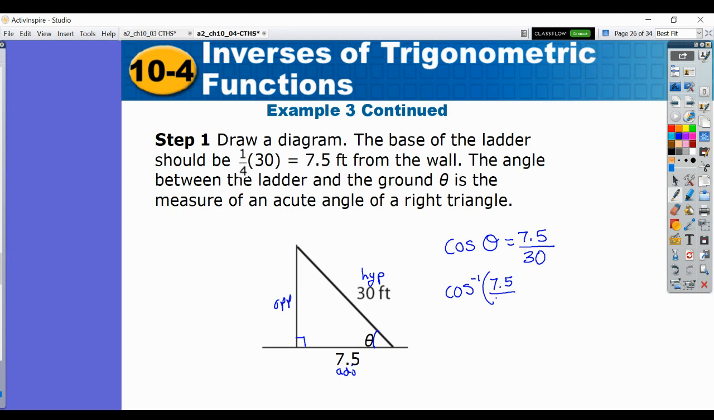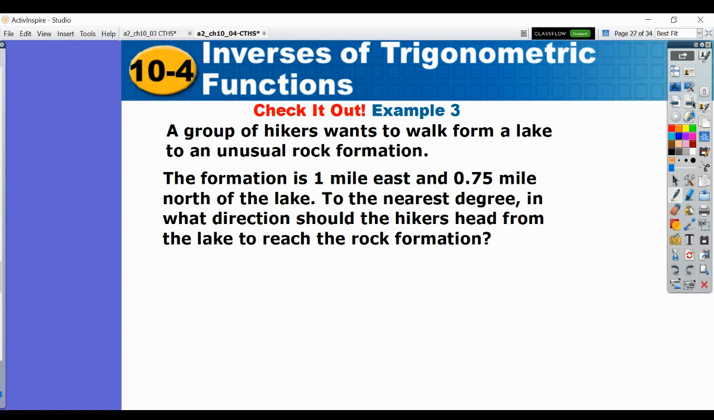In order to type that in my calculator, though, we have to do cosine inverse of, because I'm looking for the angle whose cosine is 7.5 over 30. And the answer to that is 75 point, oh, it said to the nearest angle. So I believe it's 76 degrees because it said to the nearest whole angle. So that's what we're looking for. It said in degrees, so we're done. Nothing else to worry about there. Let's do one more problem here.